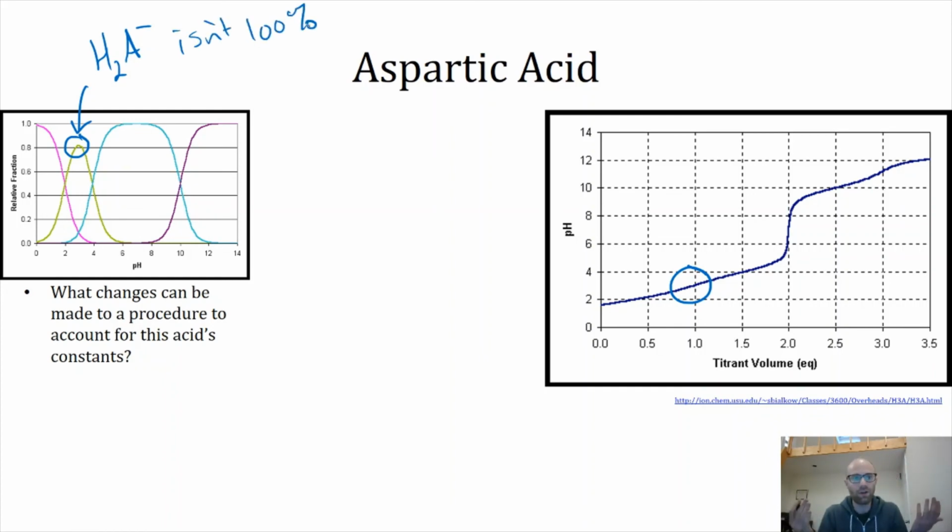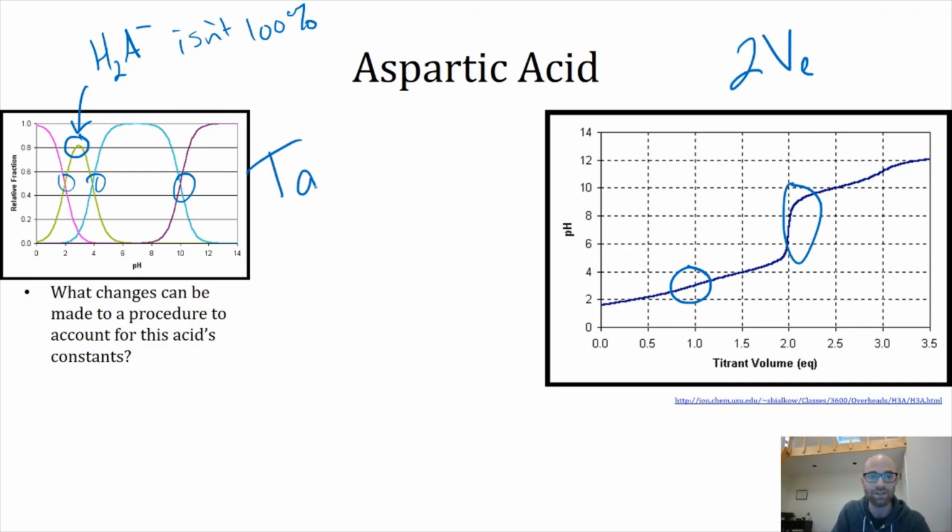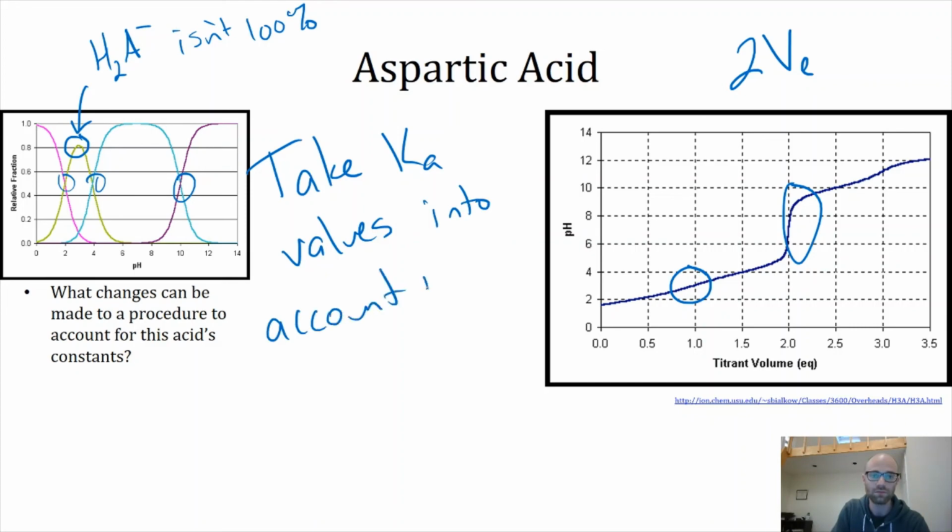And since it's not 100%, you're not going to get a smooth curve. So hopefully in looking at your unknown, you can say, based on what I think is true and what I know about the pK values, the biggest difference is between 2 and 3. The difference between 1 and 2 is not large enough to see. And so you know, looking at this graph, that the jump you see is actually twice the equivalence volume. You have to take Ka values into account in analyzing polyprotic titrations.